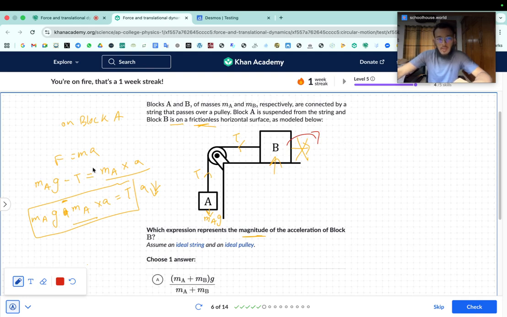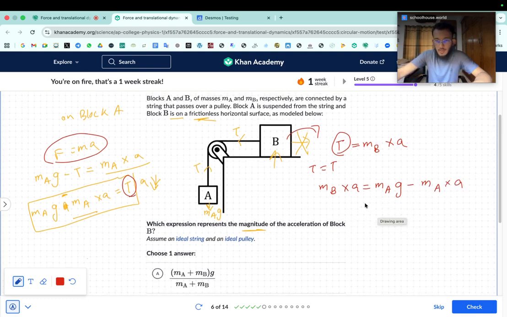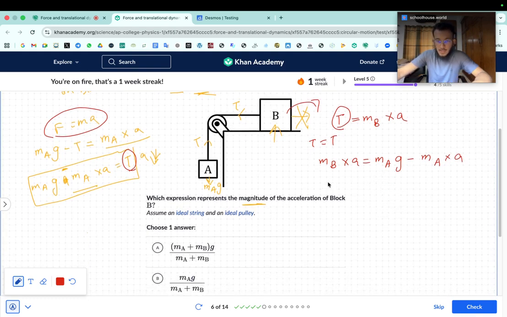So F equals ma. If we apply this, T is the only resultant force, equal to mass of B times acceleration. Now, we have the same tension, so we can equate them. We can make them equal and write that mB times a equals mA g minus mA times a. And they want us to find the magnitude of the acceleration, so we make a the subject.